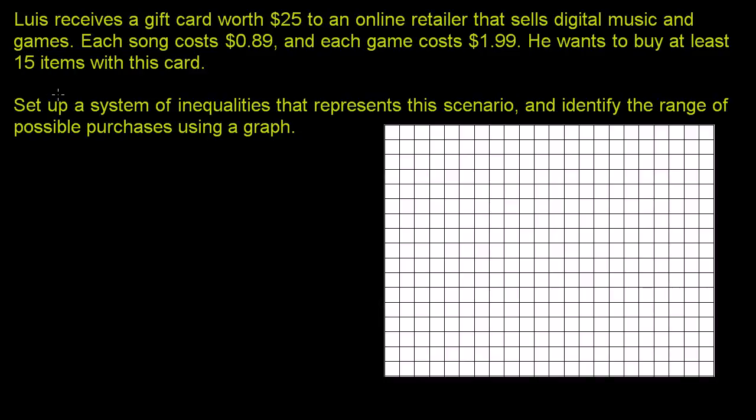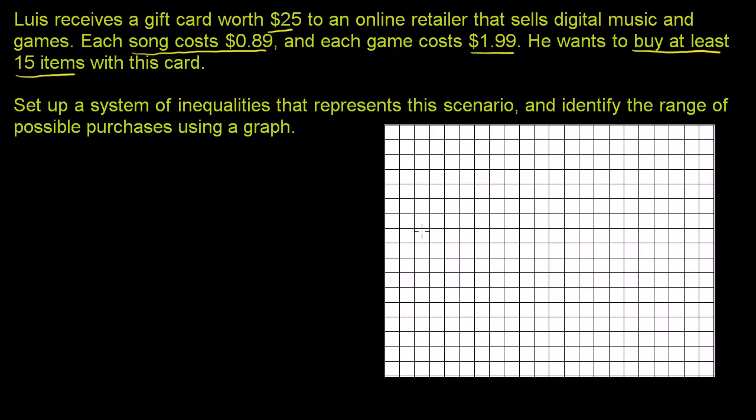Luis receives a gift card worth $25 to an online retailer that sells digital music and games. Each song costs 99 cents or 89 cents, and each game costs $1.99. He wants to buy at least 15 items with this card. Set up a system of inequalities that represents this scenario and identify the range of possible purchases using a graph.